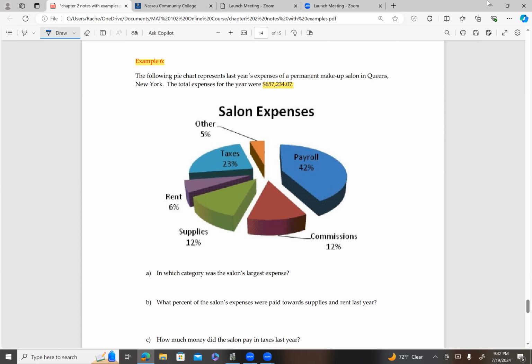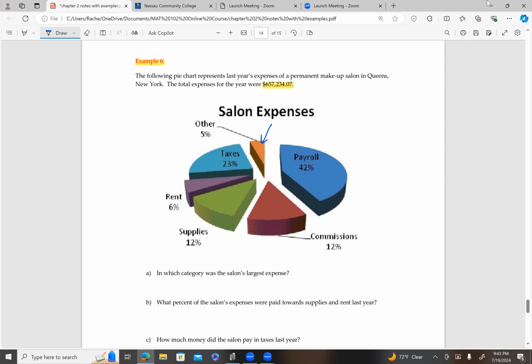And a lot of you have seen pie charts before. It looks like a pie, right, with different pieces, where each piece represents a different category of an expense, because expenses aren't just one thing. In this case, for this business, payroll's an expense, and that makes up about 42% of their expenses. Another piece of the pie is commissions, which is about 12% of their expenses. We have supplies, we have rent, we have taxes, and then we have other. So these are all the different categories that make up expenses for this particular salon. And we interpret it by reading what percent each category is worth, for a total of 100%.